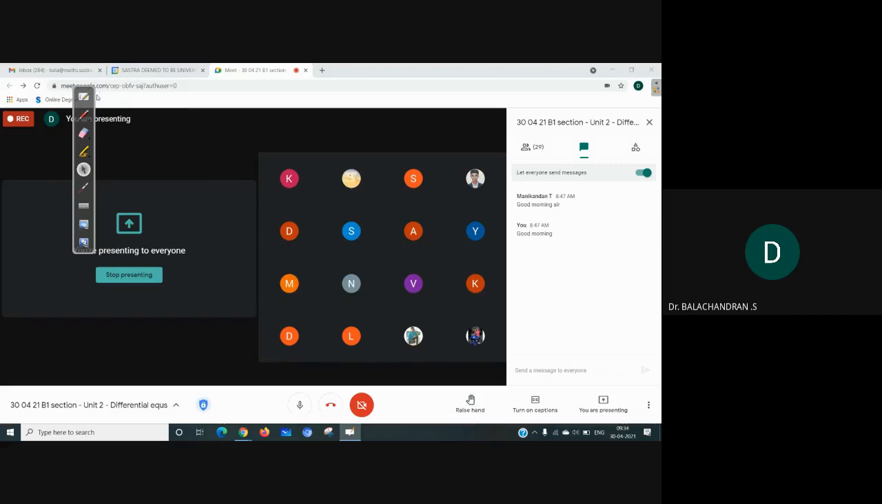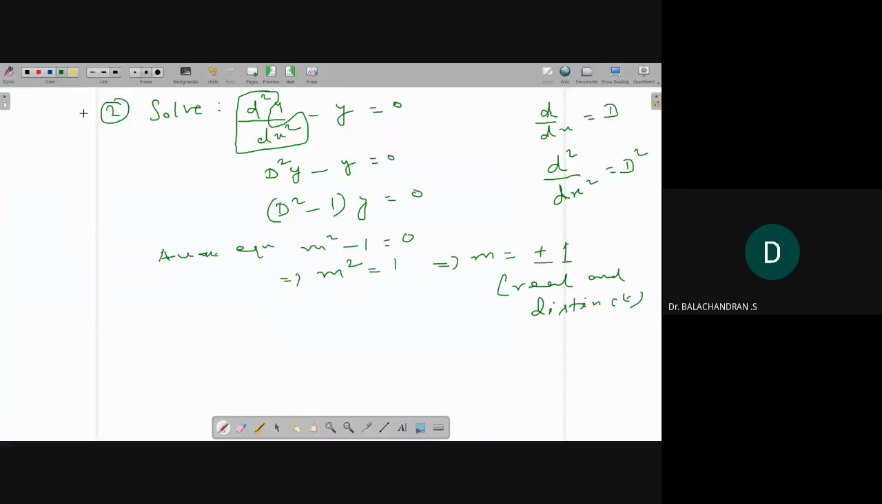Okay, I will tell you. So if m equal to plus or minus 1, the roots are real and distinct. Suppose the roots are m1 and m2. So your solution is a into e power m1 x plus b into e power m2 x.